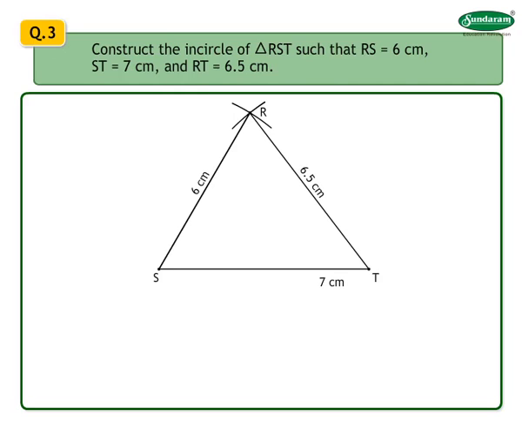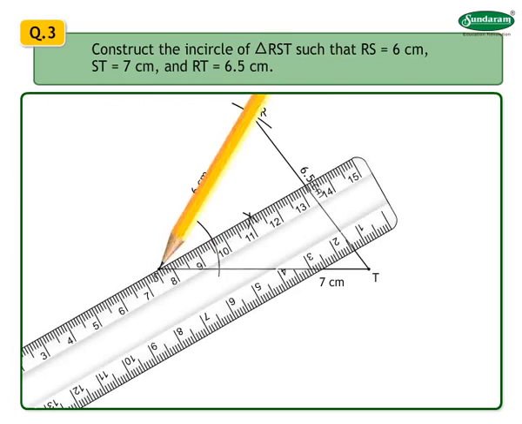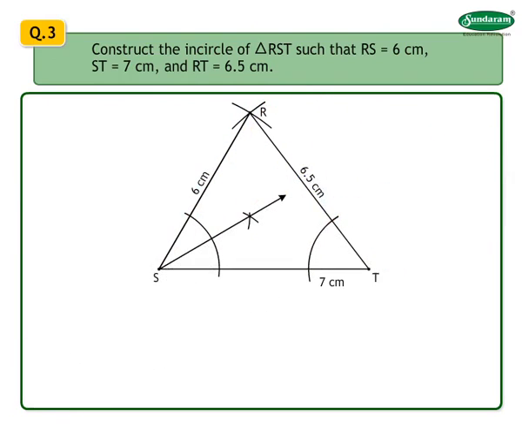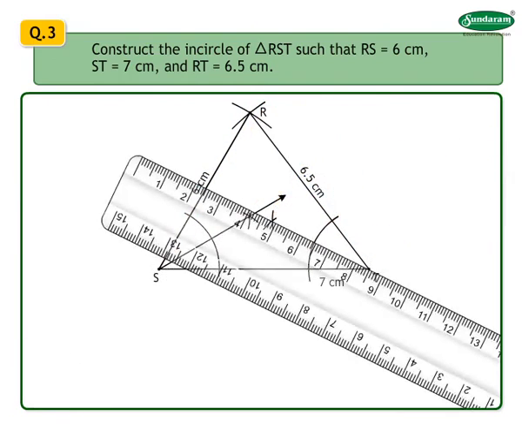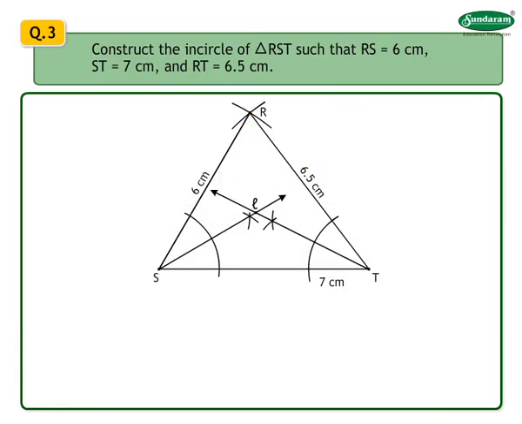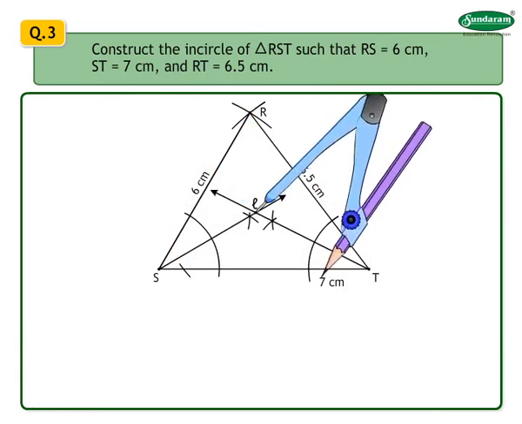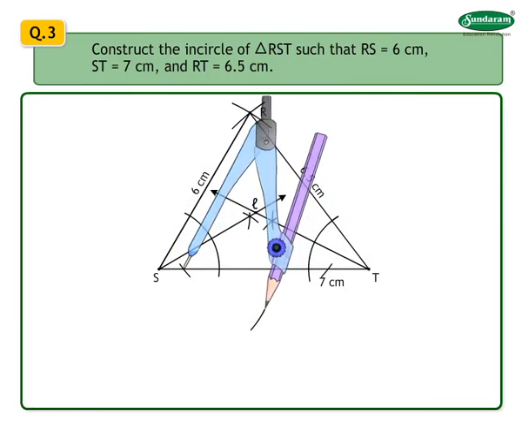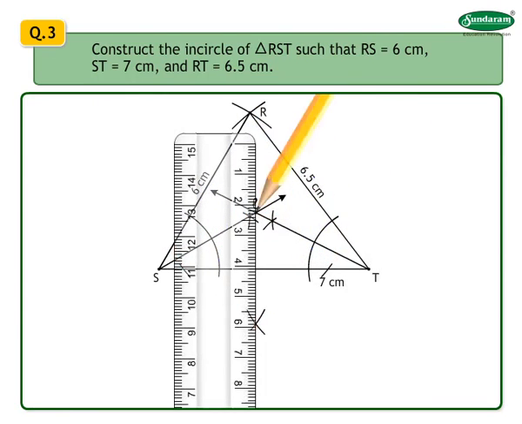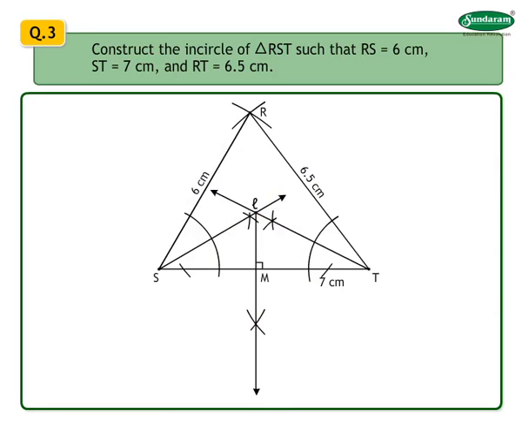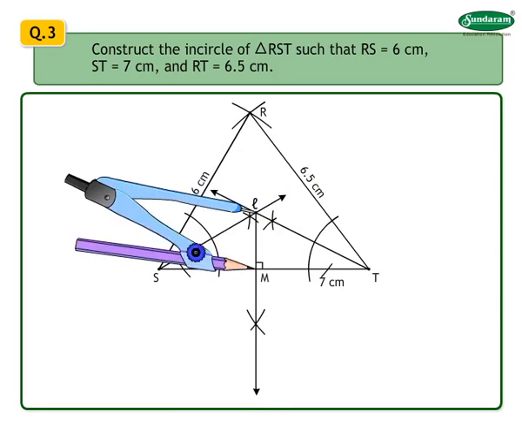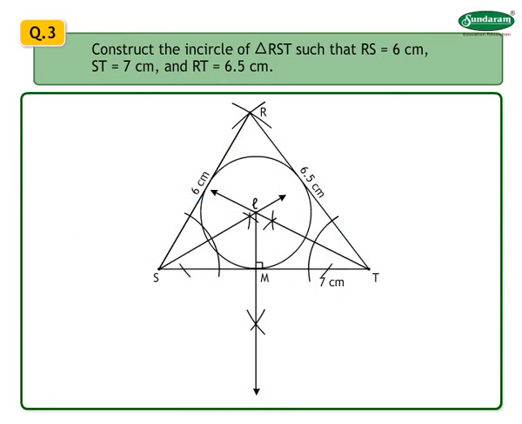RST. Now draw the angle bisectors of angle S and angle T. Let these bisectors intersect at point I. Now draw a perpendicular from point I on the side ST. Point M is said to be the foot of the perpendicular. Now draw a circle with the radius MI and center at I.